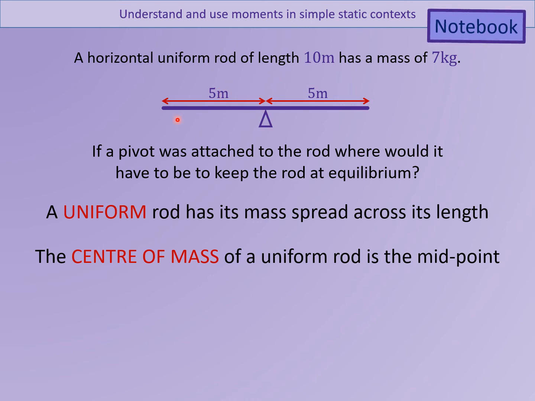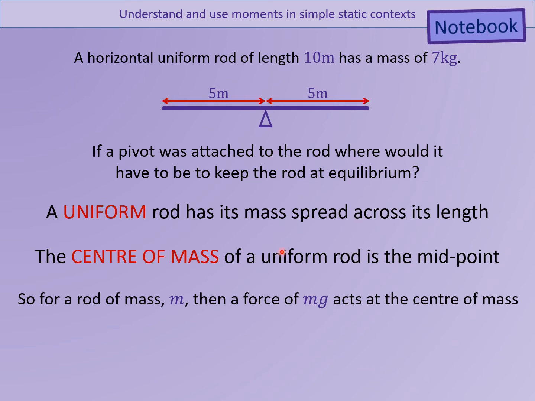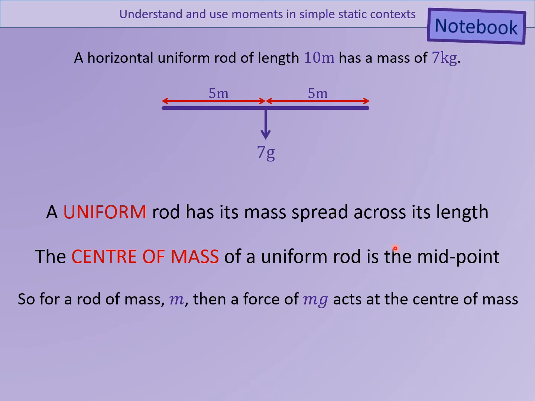So if this is 10 meters, I can measure 5 meters in, put an arrow going straight down. That is where the weight would be acting. That's 7g in this case, but generally speaking, for a rod of mass M, the force mg acts at the centre of mass. So in this case, it would be 7g pulling straight down. Now, that's important because it gives you a force point.